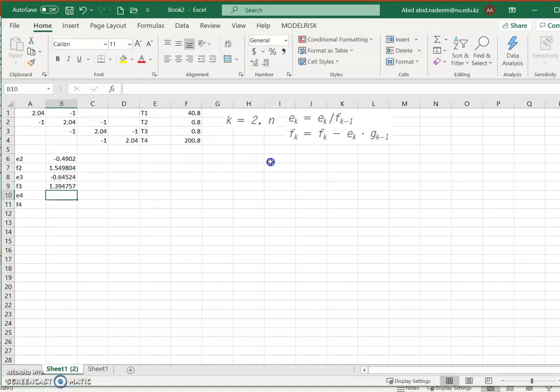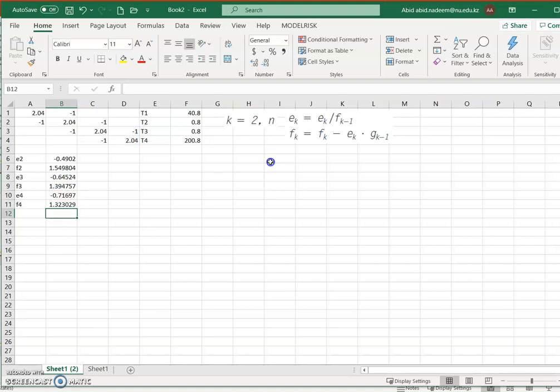E4 is equal to E4, so E4 is here, divided by F3. We will not use this F3. We will use the latest F3, which will be from here. So it will be this. And then F4. We will use F4 from here, divided by F4 minus E4. E4 is here, and times G3 is here. So it will be this, 1.323.